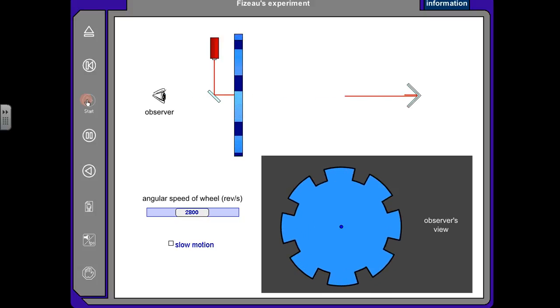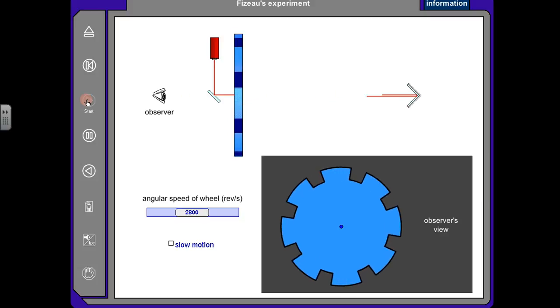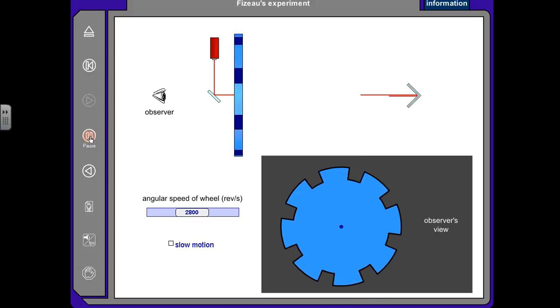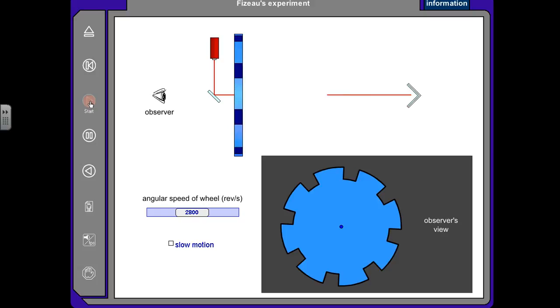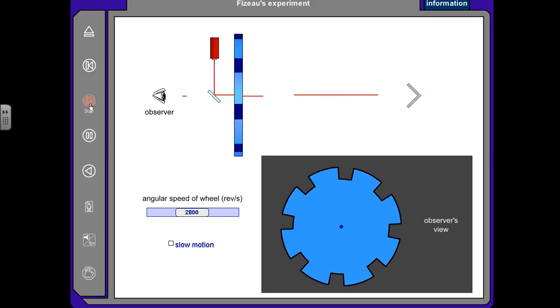So now the light beam is going through the hole, the gap, it's hitting a mirror, it's coming back, and we'll pause it, we'll reset it, and the mirror is 8.65 kilometers away. Notice that your ability to see what is happening here is greatly diminished by the speed.